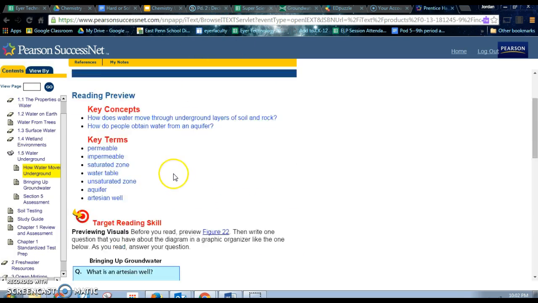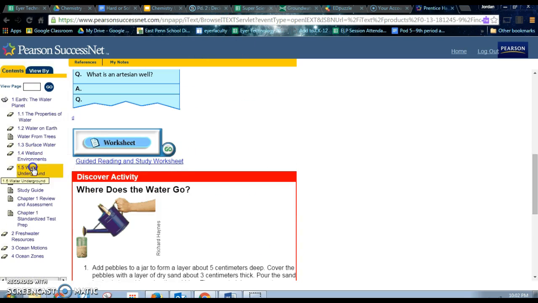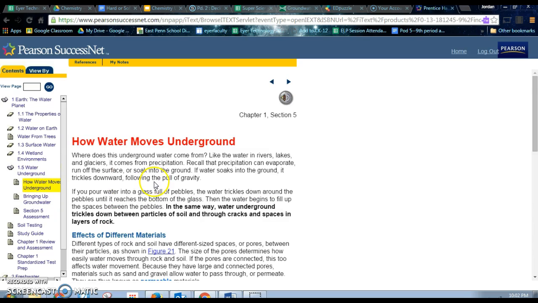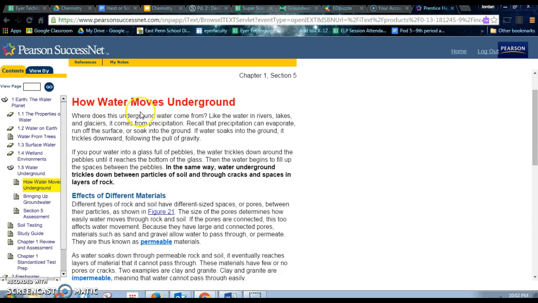How water moves underground. Okay, here it says, where does this underground water come from? Like the water in rivers, lakes, and glaciers, it comes from precipitation. Recall that precipitation can evaporate, run off the surface, or soak into the ground. If water soaks into the ground, it can trickle downward, following the pull of gravity. If you pour water into a glass full of pebbles, the water trickles down around the pebbles until it reaches the bottom of the glass. Then the water begins to fill up the spaces between the pebbles.